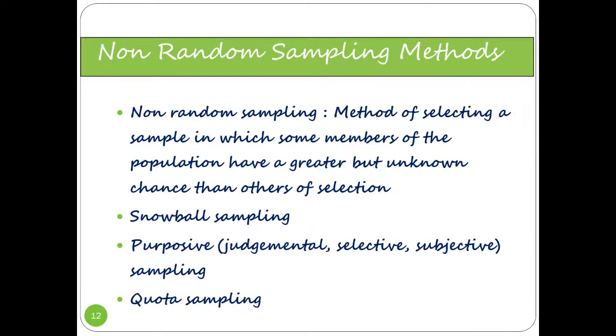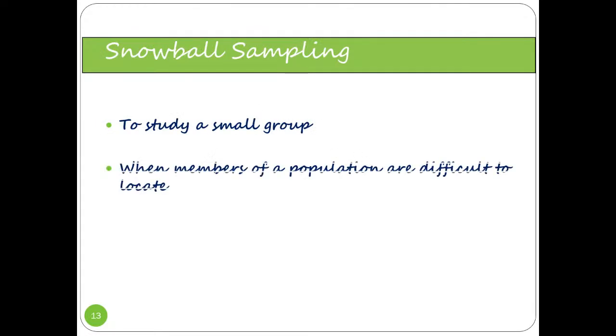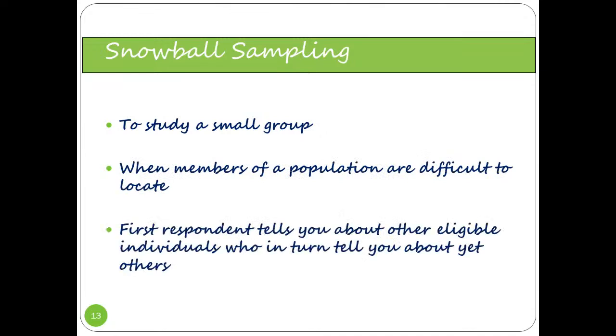So non-random sampling is of different kinds. Majorly there are snowball sampling, purposive sampling, quota sampling. Purposive sampling is also called convenient sampling. So what is snowball sampling? To study a small group when members of the population are difficult to locate, the first respondent tells you about the other eligible individual, who in turn tells you about the others.